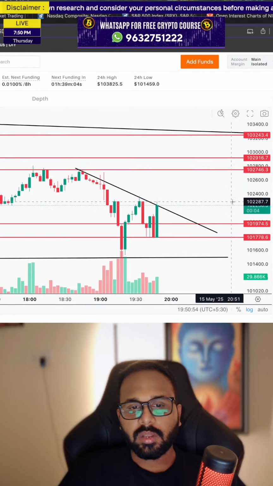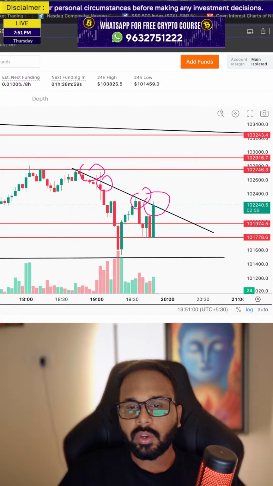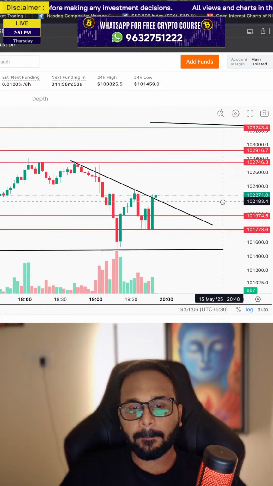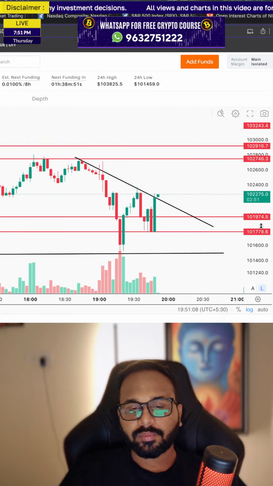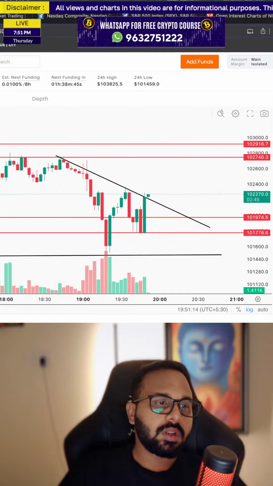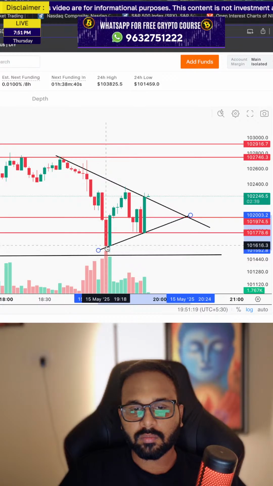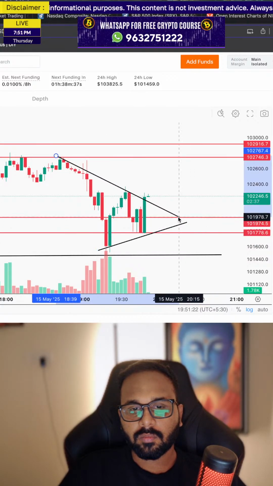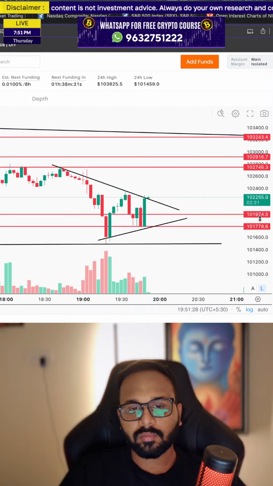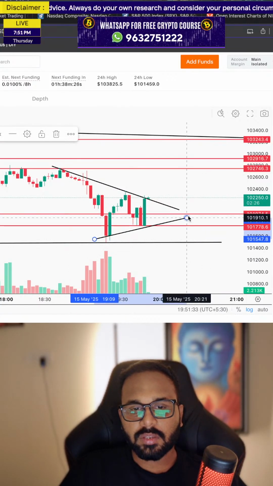As of now, I'm not entering any bullish trade because of resistance. The US market is kind of negative. All of these things I'm factoring in. Rising wedge. This is the current status as per my understanding.